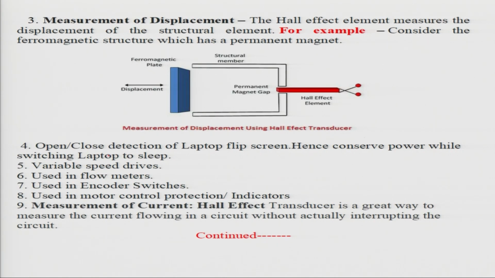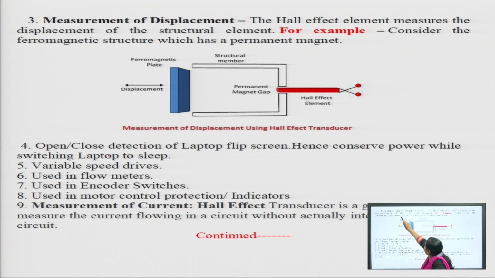Third is the measurement of displacement. Again, because all transducers measure process variables also, then we consider it as displacement. The Hall effect element measures the structural element. For example, considering a ferromagnetic structure which has a permanent magnet. This is our permanent magnet. We can consider the structure member. The structure member has a permanent magnet. In the permanent magnet, we can consider a gap, and in that gap we are using the Hall effect element. We put in the Hall effect element.